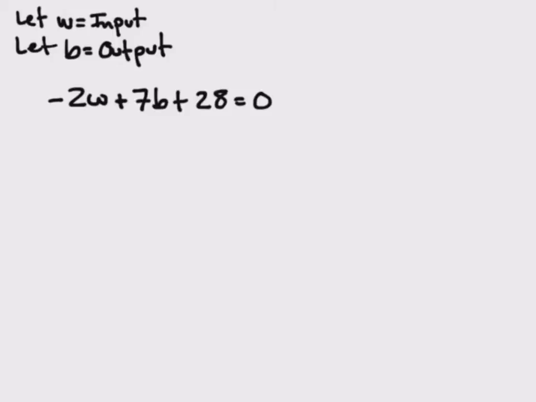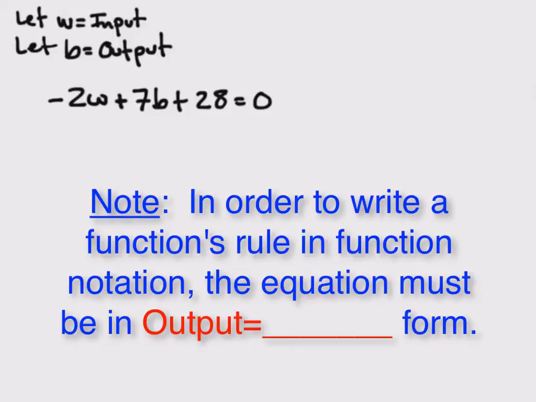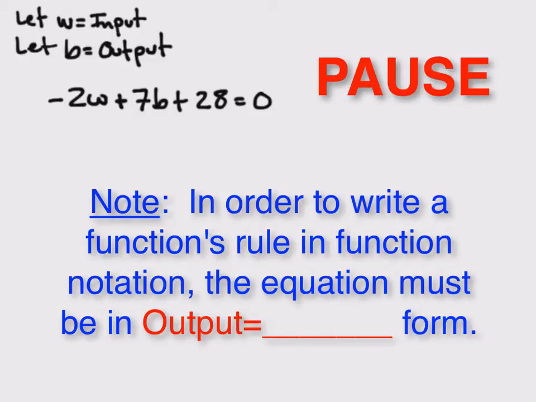But right away, the first thing we need to know is, in order to write a function using function notation, we must rearrange the equation into output equals form. Right now we're not in that form. So why don't you pause the video, put this in output equals form, and when you do so, press play and we'll reconvene.